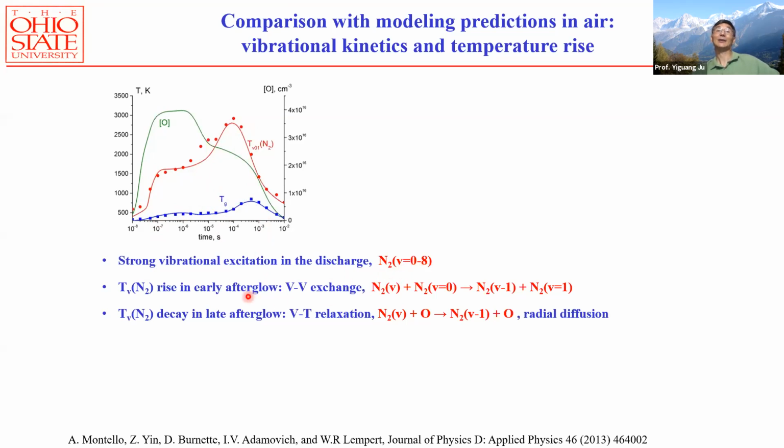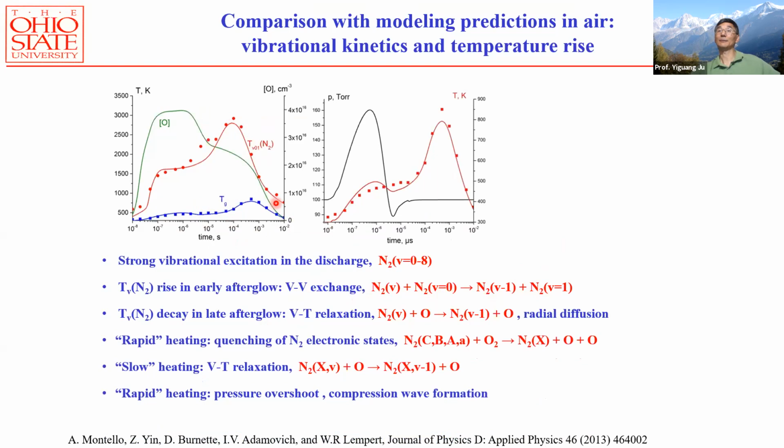So this clearly shows the mechanism: a strong vibrational excitation between vibrational levels from the ground state to the eighth, and the vibrational temperature rising in the early afterglow in this region, and due to this VV vibrational exchange, populated at the high vibrational excitation. And in the decay, due to vibrational-rotational relaxation, the vibrational temperature is decreasing. So this figure clearly shows the difference between the temperatures.